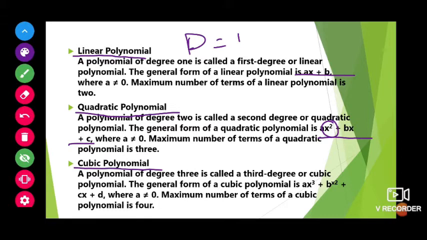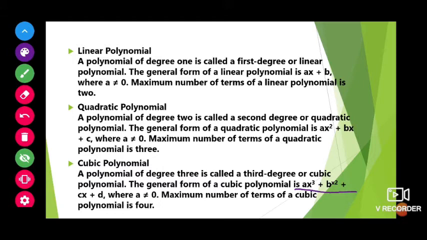Next one, cubic polynomial. Cubic polynomial, the name itself is showing cube. Cube means the maximum degree should be 3. Cube is nothing but 3 only, no? So the maximum degree should be 3, then we will call it a cubic polynomial. It will be in the form of ax to the power 3 plus bx square plus cx plus d. Here a, b, c, d are constants, meaning any integer, and x is the variable.